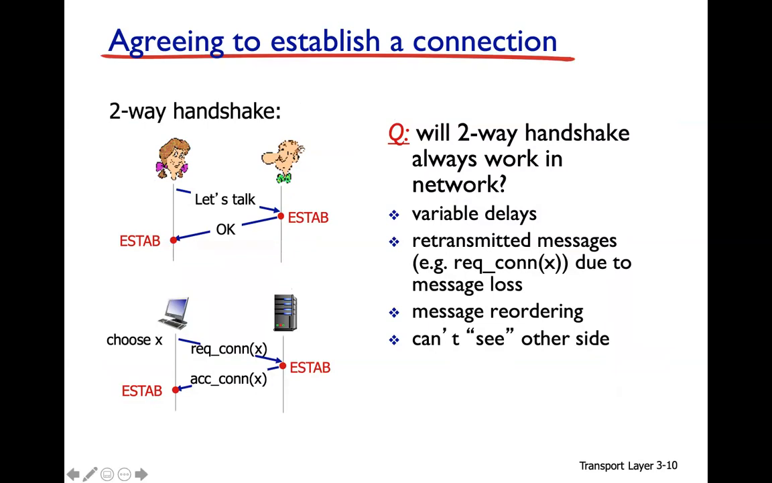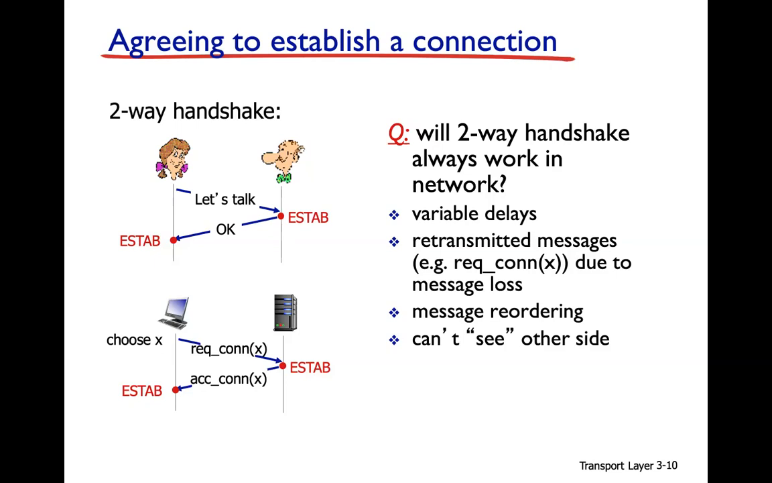Think about how we set up a conversation between two people. I would just say, hello, can we talk? Then the other person says, hey, it's okay, so now we can talk. So what is this connection? This connection is established through a two-way handshake. We do this for the network if we do TCP.